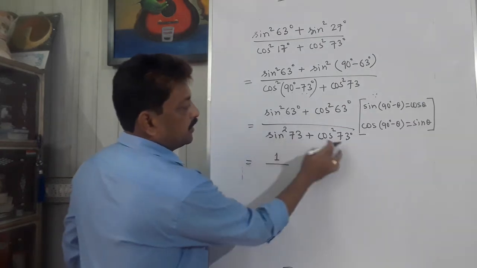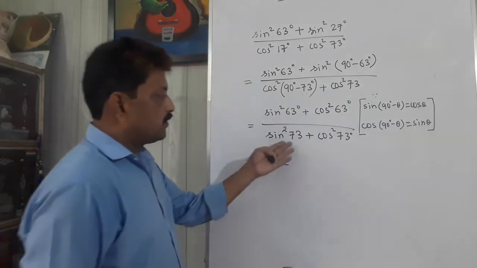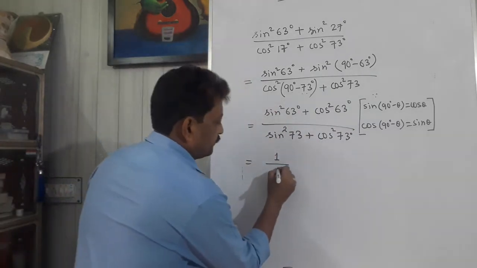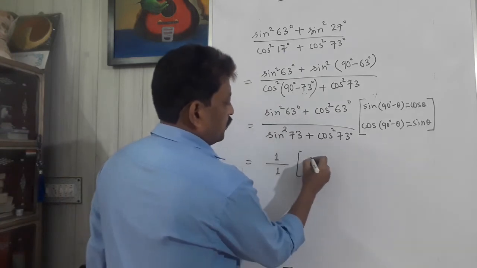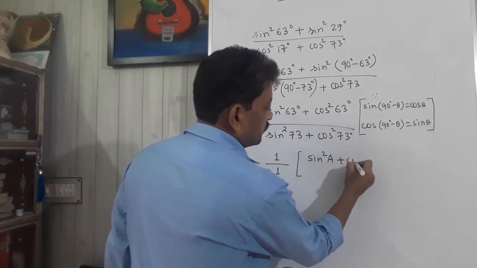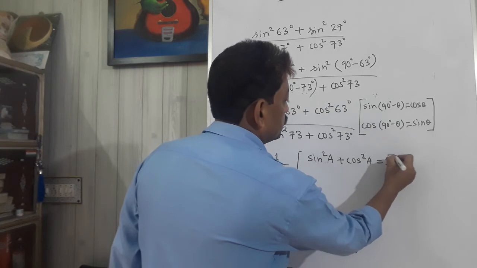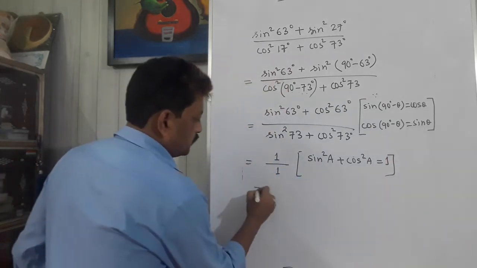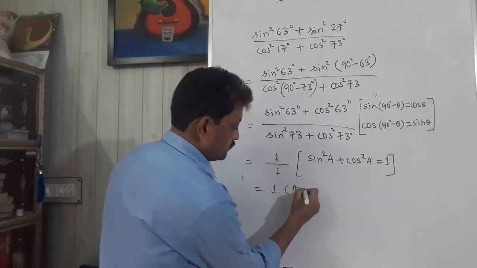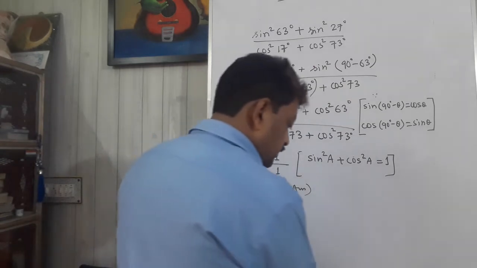And here also the same thing, sin square 73 degree plus cos square 73 degree. It is also in the form of sin square A plus cos square A, so it can be written as 1. So the identity we have used is sin square A plus cos square A equals 1. So this is 1, this is the answer also. Understood? Okay. So next sum.